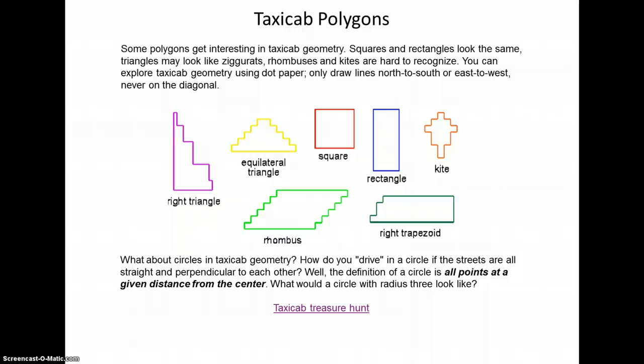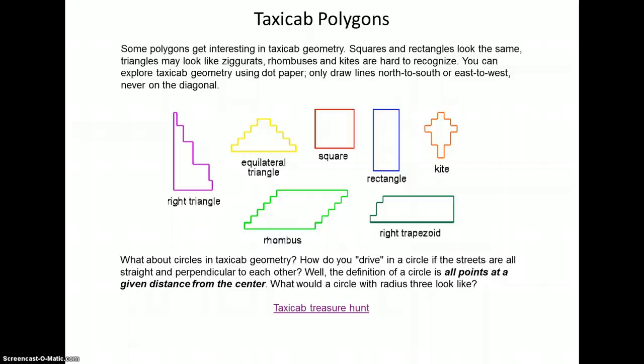What would a circle look like in a taxicab geometry? How could you drive in a circle if all the streets are straight and perpendicular to each other? Well, think of the definition of a circle. It's all points at a given distance from the center. What would a circle with radius 3 look like? I'm going to have you do this for homework, so we won't answer it here.